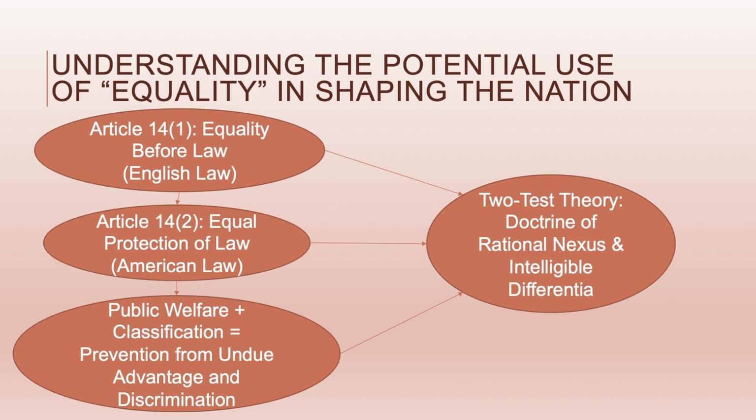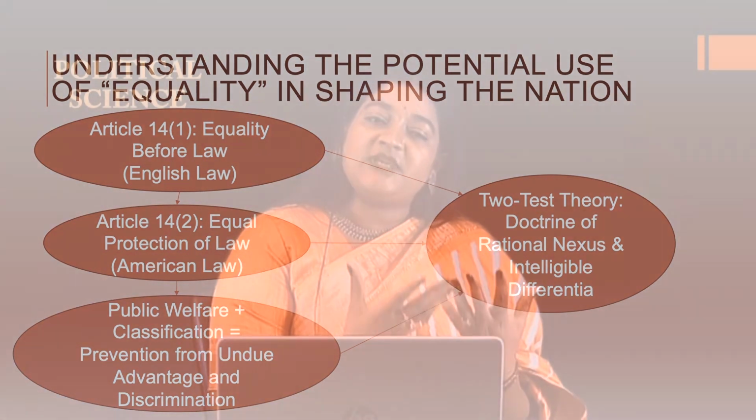Now the contradictory part is the equal protection of law. When we talk about equal protection of law, this two-test theory is a major game changer. How does that happen? It talks about two important doctrines, that is the doctrine of rational nexus and the doctrine of intelligible differentia. Article 14 is sieved through these two tests. When these two tests are satisfied, we perceive that equality is being served.